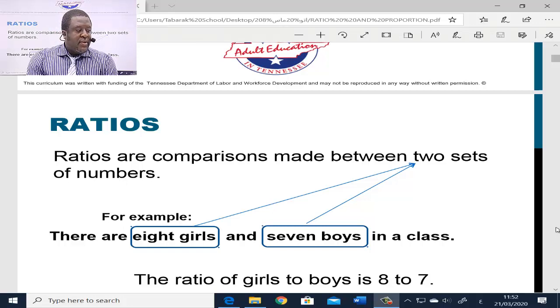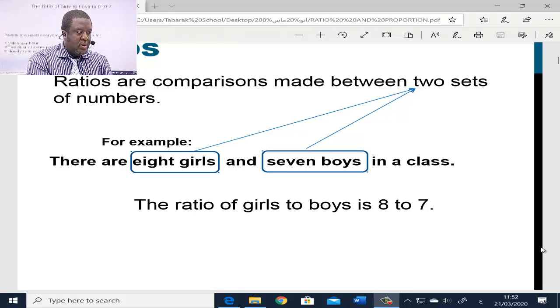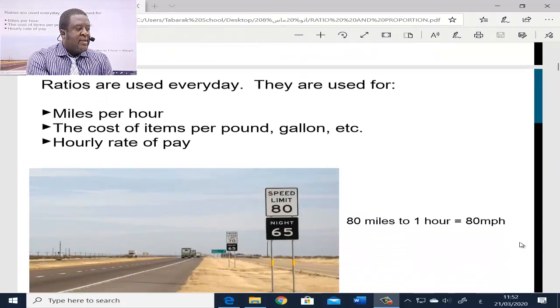For example, there are 8 girls and 7 boys in the class. What is the ratio of girls to boys? The ratio of girls to boys is 8 to 7. We are comparing two numbers here, which are 8 and 7. We have 8 girls and 7 boys, so the ratio is 8 to 7. Ratios are used every day. They are used for miles per hour, the cost of an item per pound or gallon, and the hourly rate of pay.